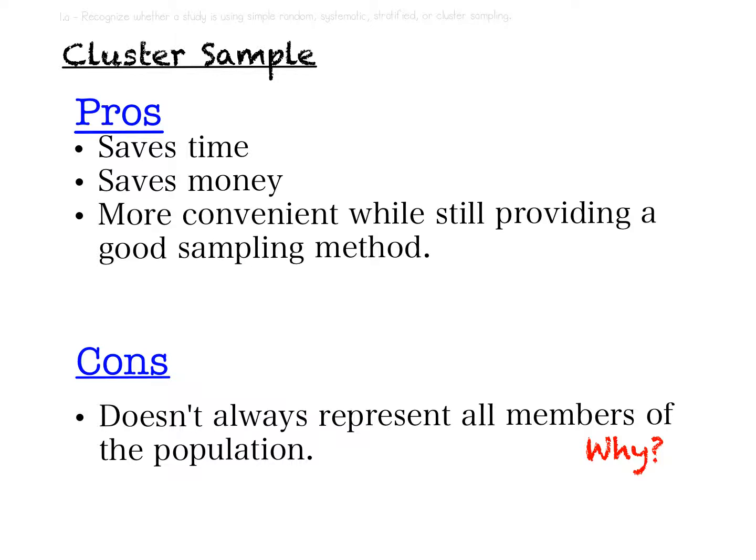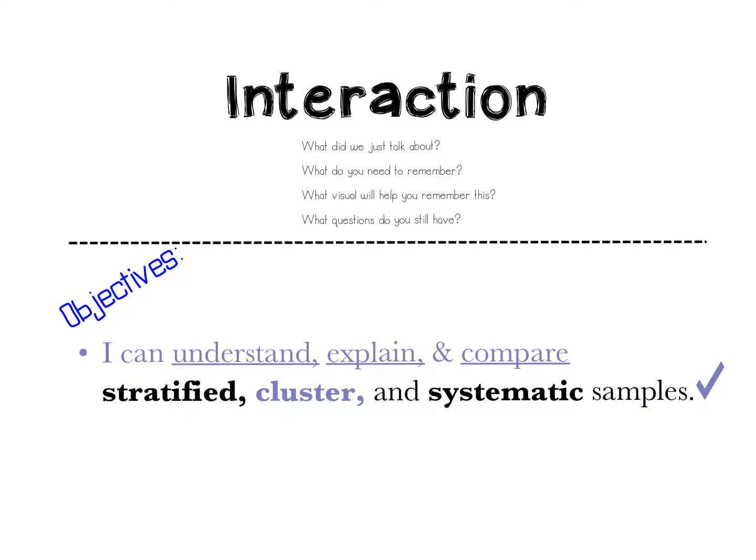However, a con is that it doesn't always represent all the members of the population. I want you to pause the video and think about why it might not represent all members of the population. Why might this process of dividing people by location, using a simple random sample to choose the clusters, and then surveying all members of that cluster not always represent the members of the population? All right, go ahead and pause the video.